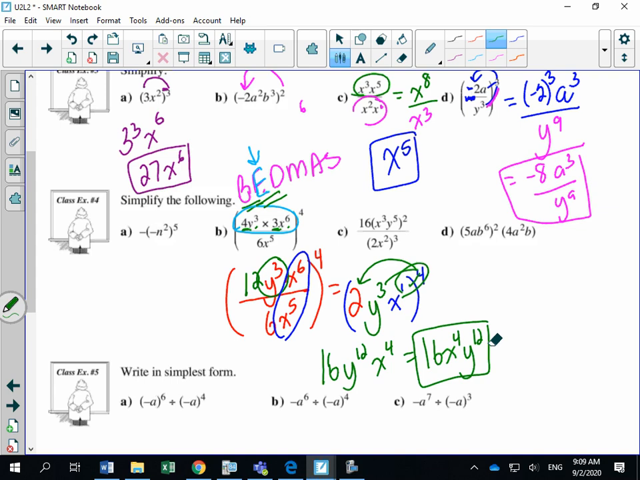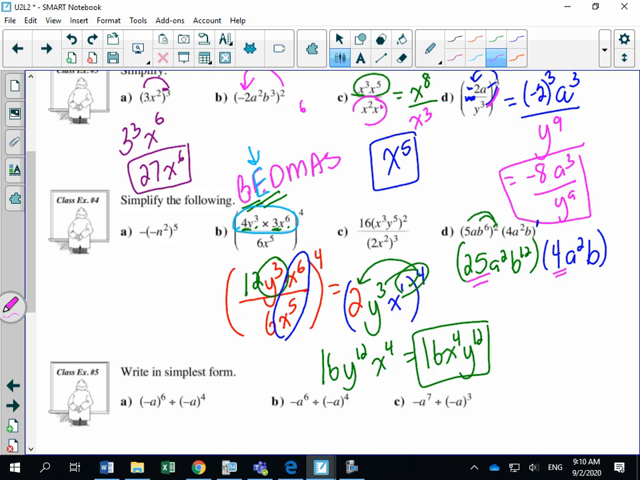Okay. Let's skip to D maybe since I have room, and then I'll erase this and we'll do C and A. Okay. This first bracket would be 5 squared, which is 25, A squared, B to the 12. That's my first bracket when I apply that 2 in. My second bracket, there's an invisible 1 there, so that doesn't change anything. 4a squared b.